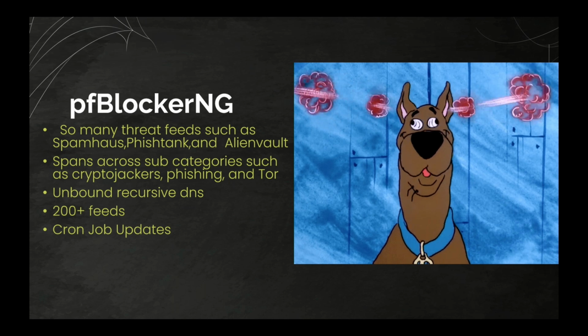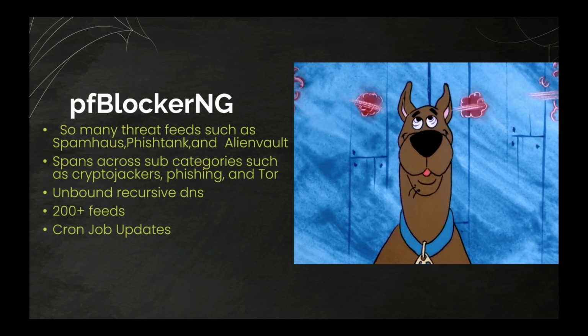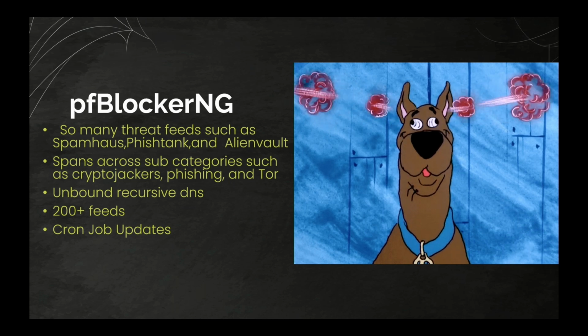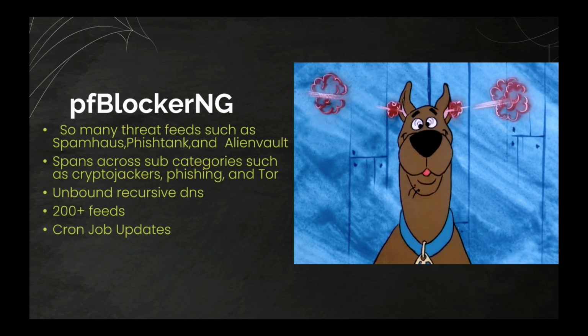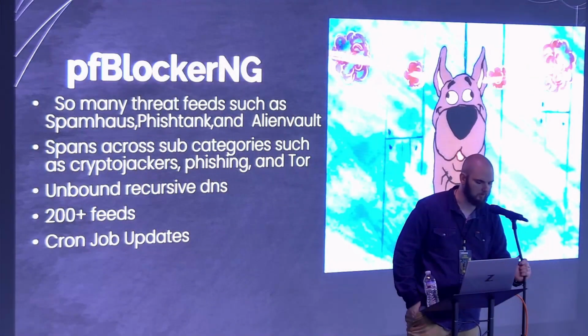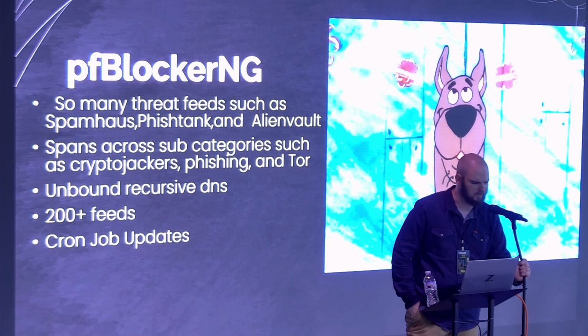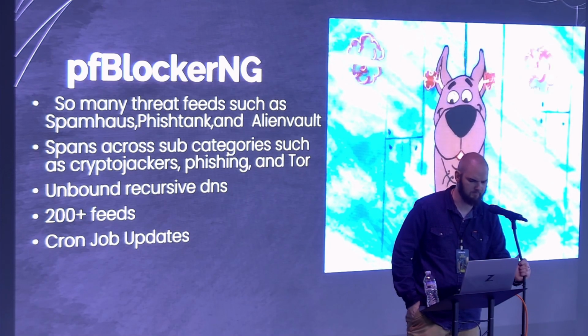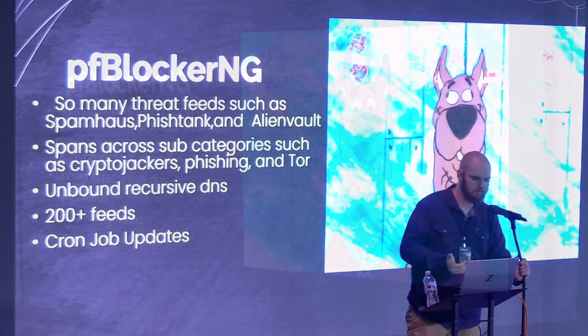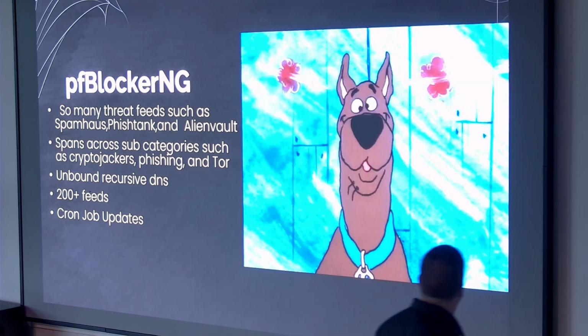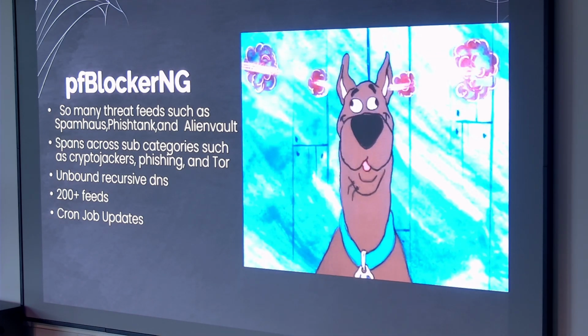So if you want to put DNS in a chokehold, pfBlockerNG is one of the other main crown jewels that I find for pfSense. I mean, there are hundreds of threat feeds. And I mean, it's going everything from your cryptojackers, your phishing, your Tor. And I think it's kind of funny because they talk about like, hey, don't enable these all at once. So yeah, 200 plus feeds, not a good idea to enable all at once. But yeah, you've got like your spam hash, your fish tank, your AlienVault. And again, it's just based on cron jobs.